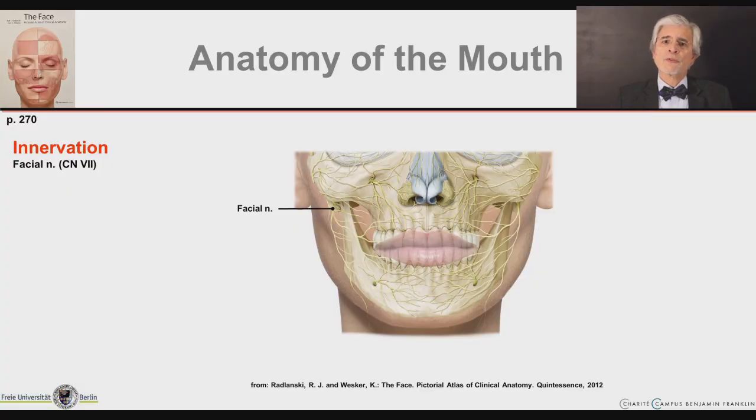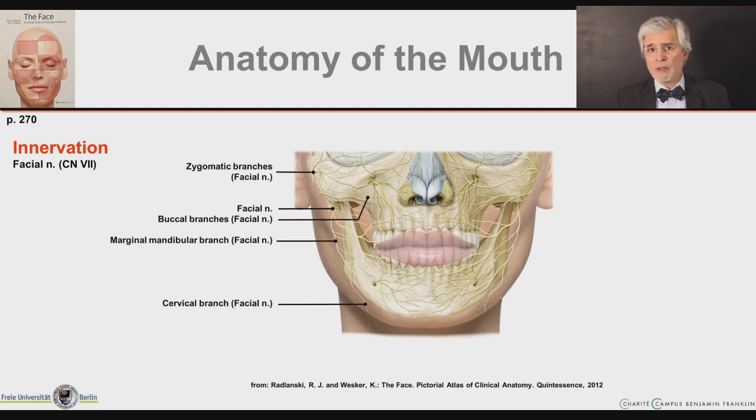The nerve for the motor innervation of the muscles of facial expression is the facial nerve, the seventh cranial nerve. It emerges from the stylomastoid foramen and, as the name suggests, between the mastoid and the styloid processes. It then spreads out across the face to reach every facial muscle that belongs to its field of innervation. Many of the nerves are then actually called branches, such as the zygomatic branches or the buccal branches or the marginal mandibular branch or the cervical branch.